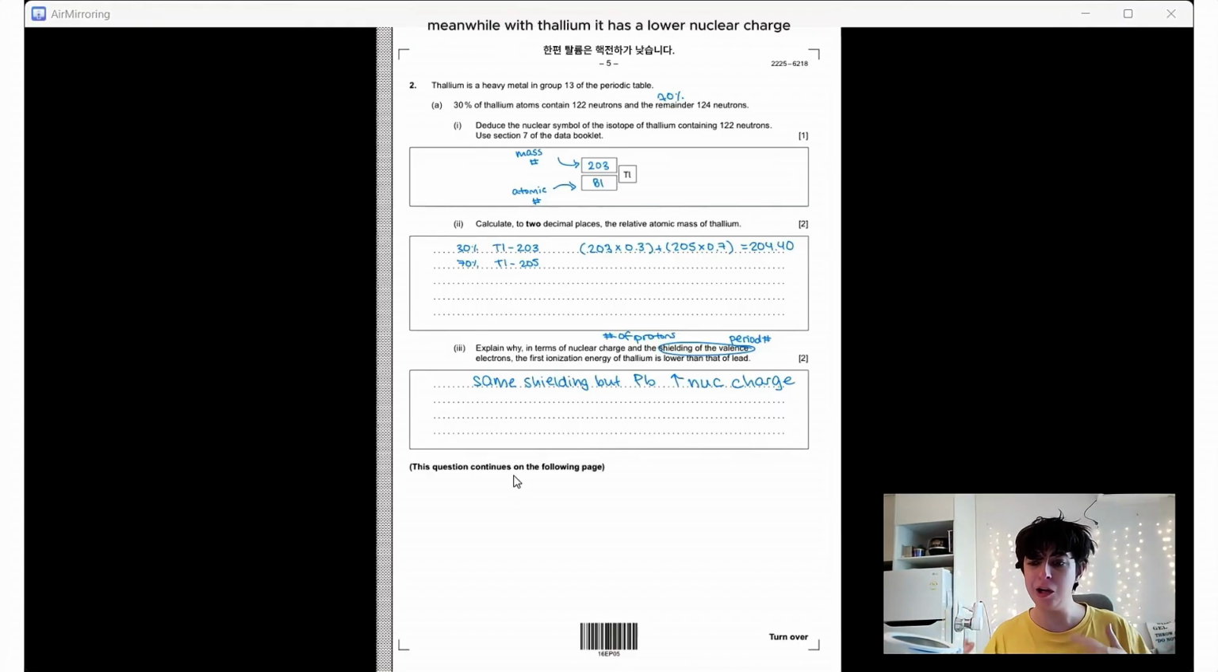Okay. Meanwhile, with thallium, it has a lower nuclear charge. Okay. Therefore, the whispers of the nucleus are a bit less. They're like, oh, maybe don't go. But the electron's like, oh, no, I'm gonna dip. And so it's a lot easier to ionize that electron, and therefore it has a lower first ionization energy. Okay. And so that would be what you would say kind of there. Okay, it's the same shielding, but higher nuclear charge.